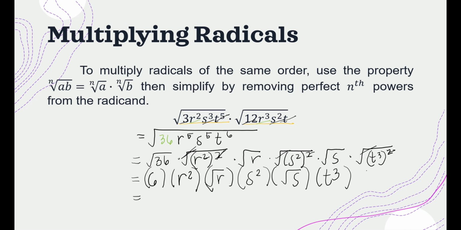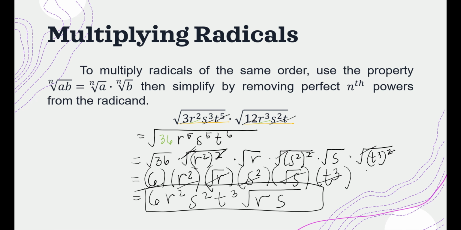Arranging the terms, this would be 6r squared s squared t cubed square root of r square root of s. And this would be our final answer.